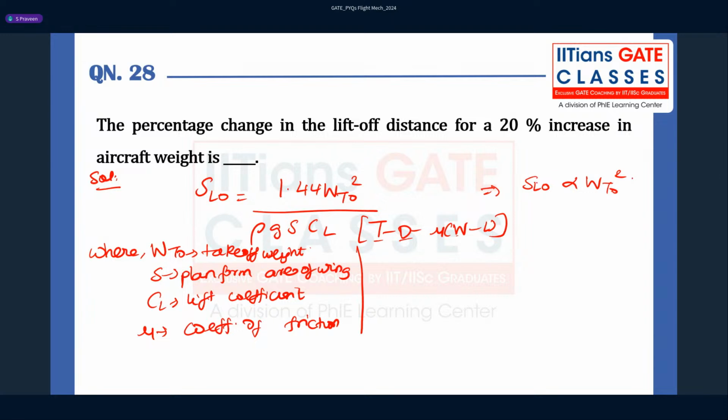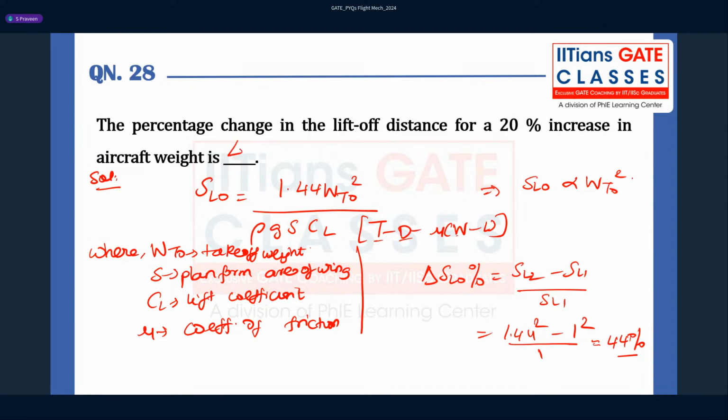So if I simplify this, if I have a 20% increase, the percentage change in SL is basically SL2 minus SL1 divided by SL1. The new weight is 120%, which is 1.2 times. Substituting that, 1.2 squared is 1.44, minus 1 squared, by S1. So that will come out to 44%. That is the answer, 44.